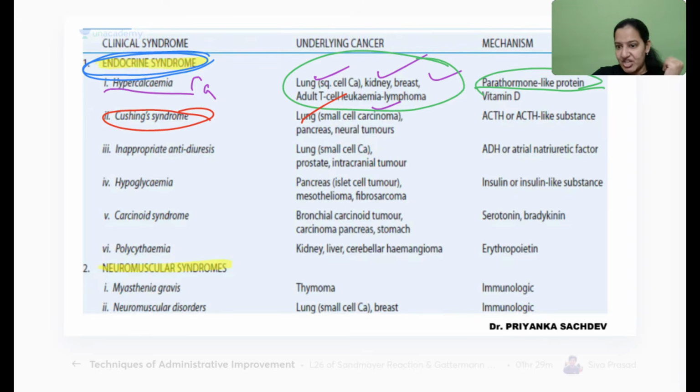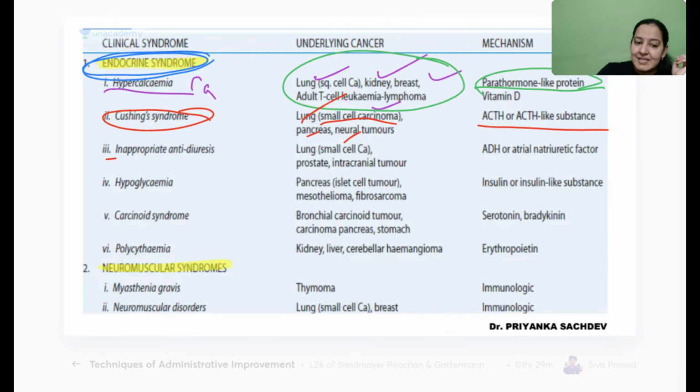Which lung cancer? You know the classification of lung cancer. There are 4 types: squamous, adeno, large cell, small cell. So it is the small cell carcinoma of the lung. Pancreatic and neural tumors also, but mainly lung cancer. Why? Because the lung cancer secretes ACTH-like substance in the blood, and this excess of ACTH leads to Cushing syndrome. So it is not actually ACTH, but ACTH-like substances secreted by the tumor cells. Give me a thumbs up if you got it.